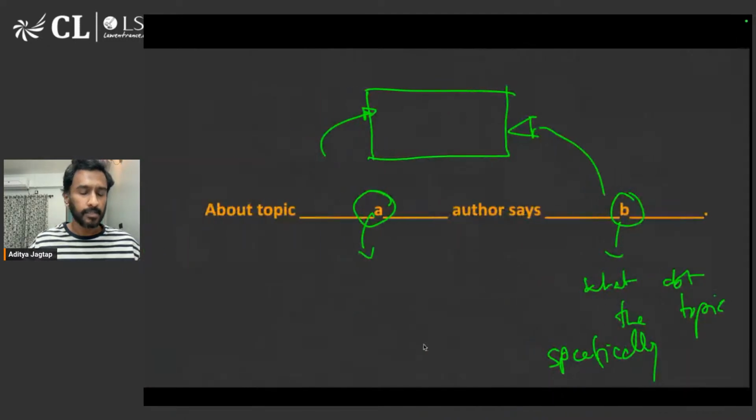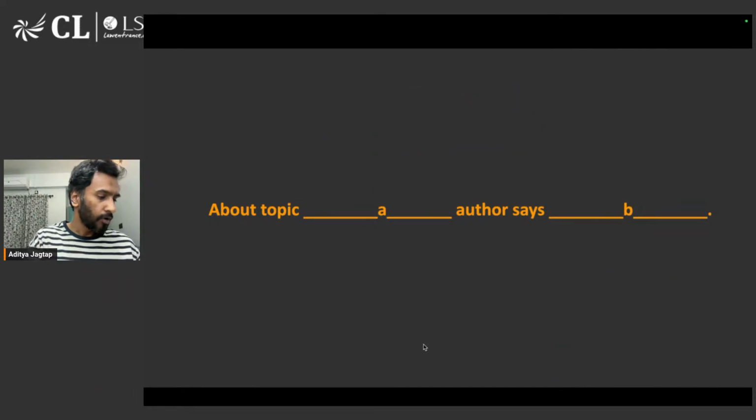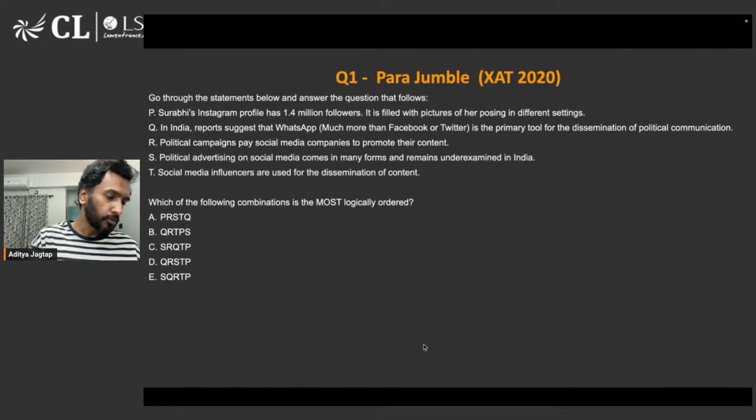Where to practice critical reasoning questions from? I'll cover that aspect as well. So this is what is expected of us: filling blanks A and B for any written material. That applies to this question type, which we will start with.